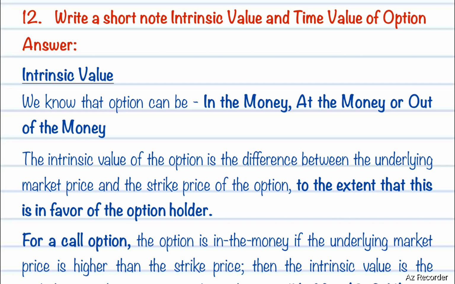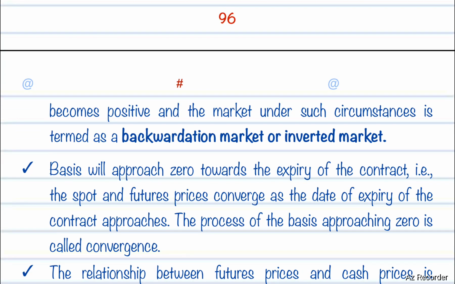Define contango and backwardation. Backwardation is an inverted market. Basis equals spot price minus future price. If basis is negative, it is a contango market. If basis is positive, it is a backwardation market or inverted market.